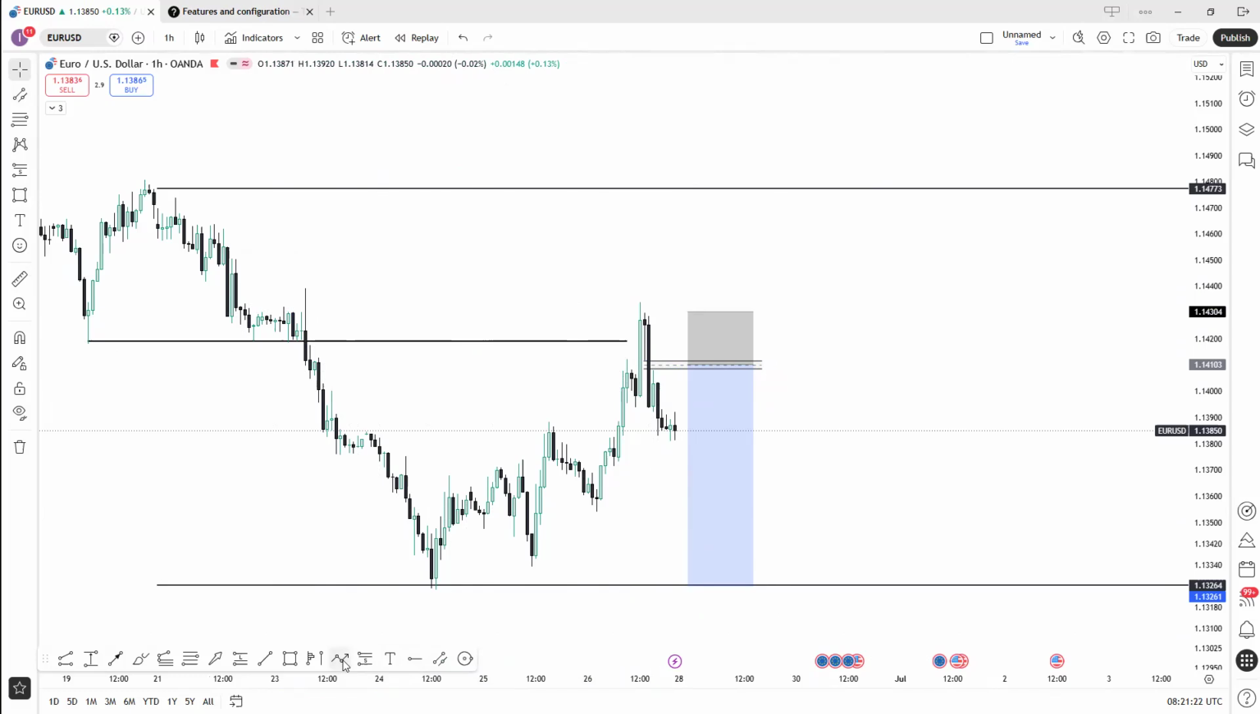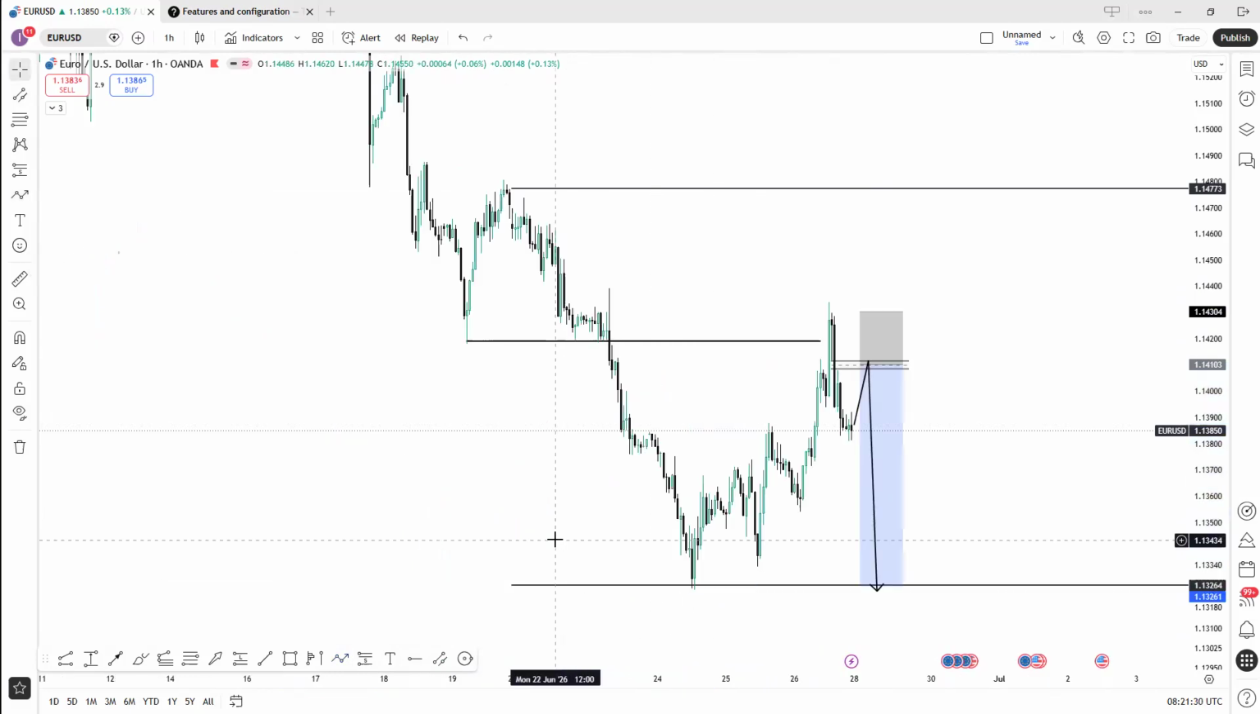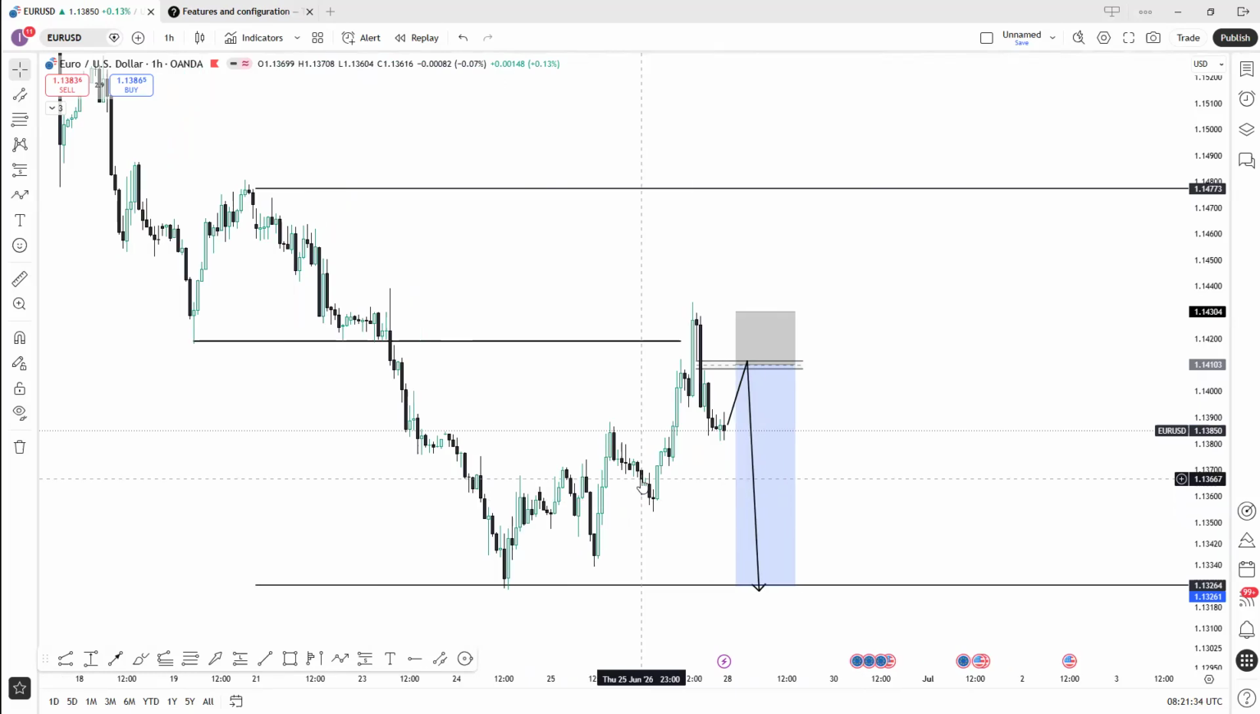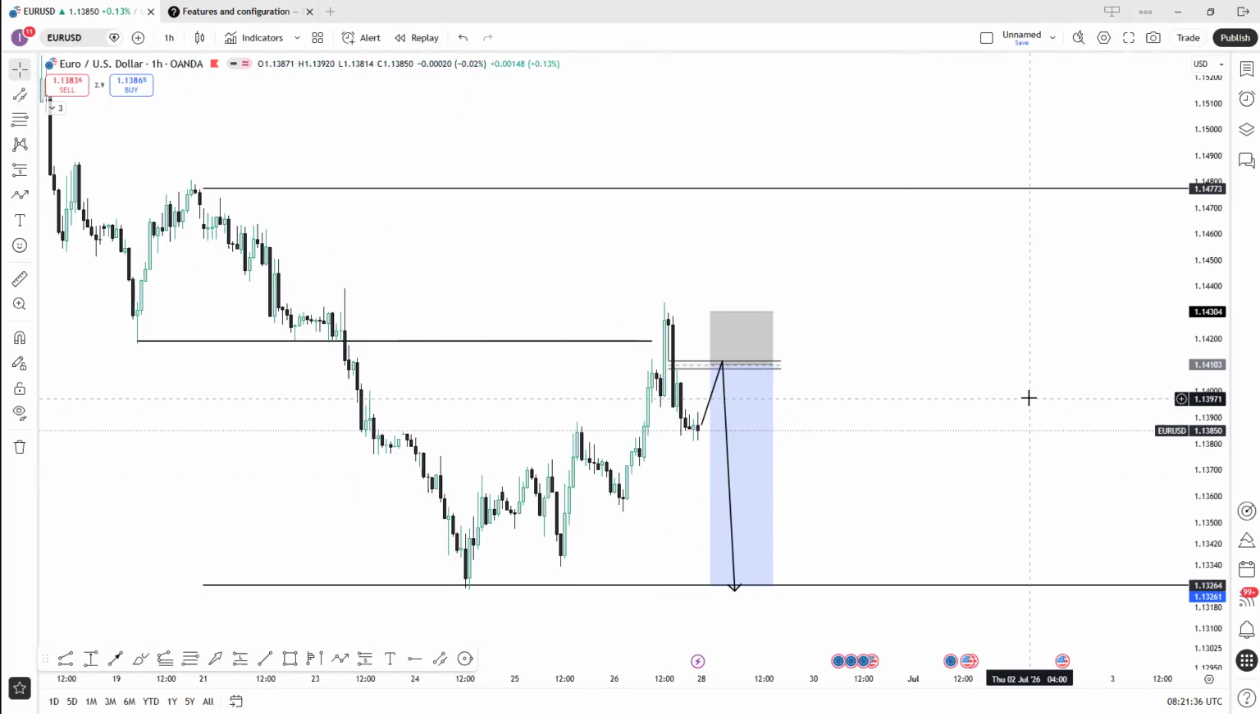So for next week, I expect the price to retrace back to mitigate this IFVG, and then wait for confirmation, and then execute a short position, targeting this sell side liquidity. It will be a very easy setup.